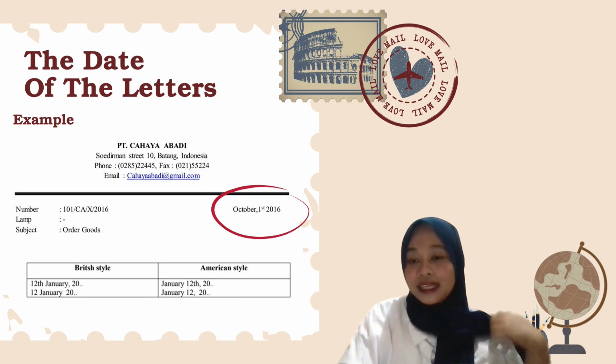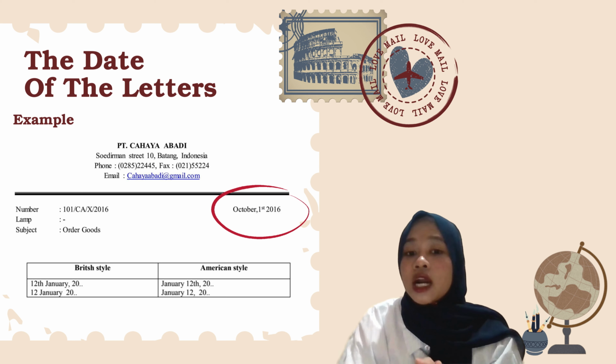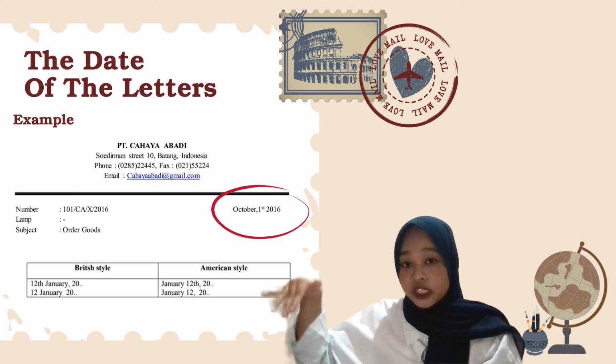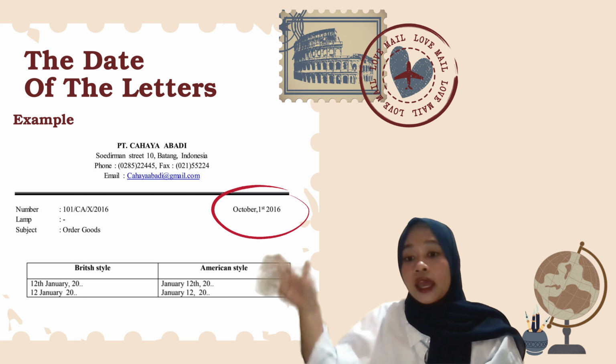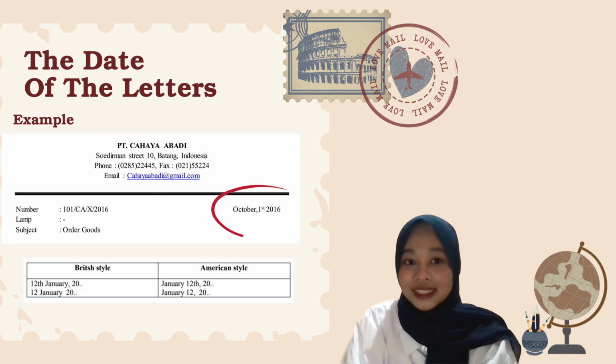So, the date is October 1st, 2016. There are two styles of writing the date of a letter in the picture, British style and American style. For example, we use American style.